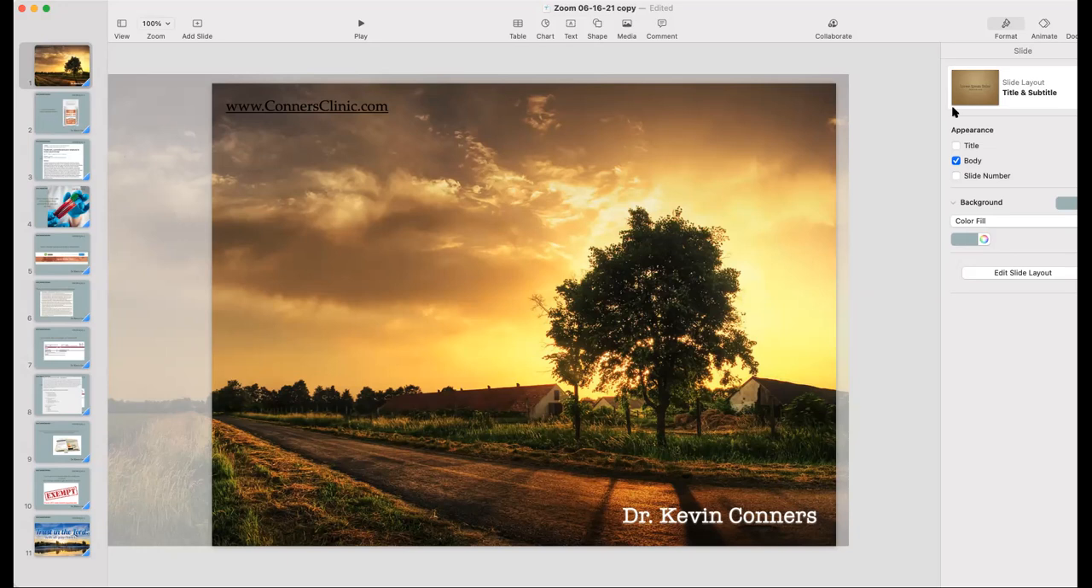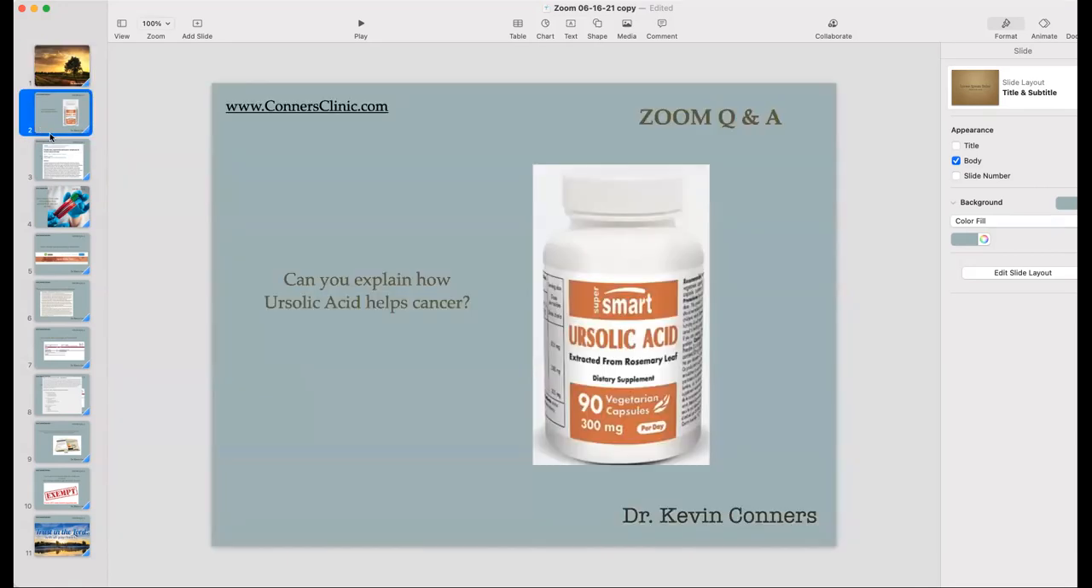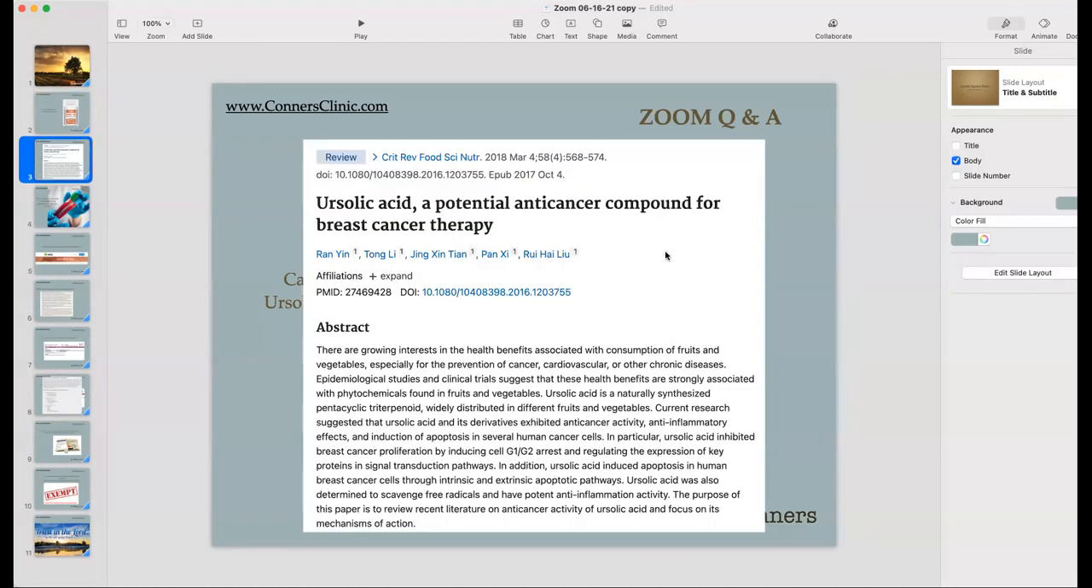So the first question that somebody asked was this one. Can you explain how ursolic acid helps those with cancer? Ursolic acid has been shown in studies to help with cancer. Here's one study. This talks about breast cancer, but there are other studies with other cancers. It induces a cell response called G1, G2 arrest, down here. Hopefully you can see my cursor on this. And that's what helps slow the growth of cancer.